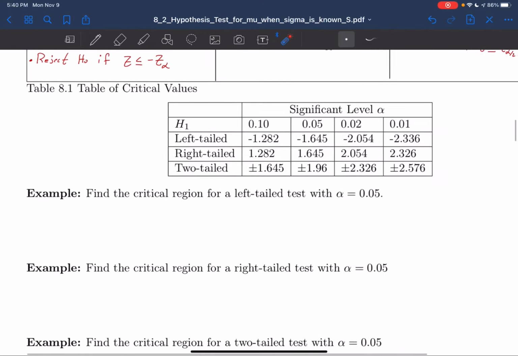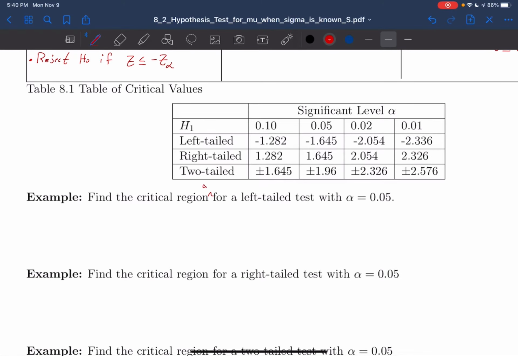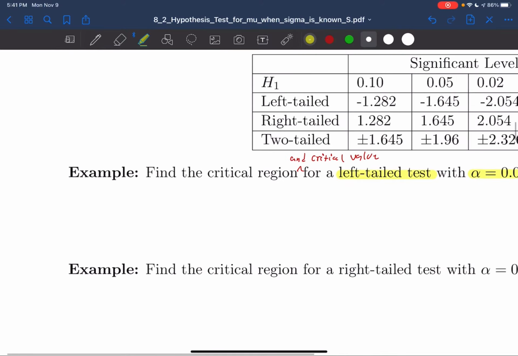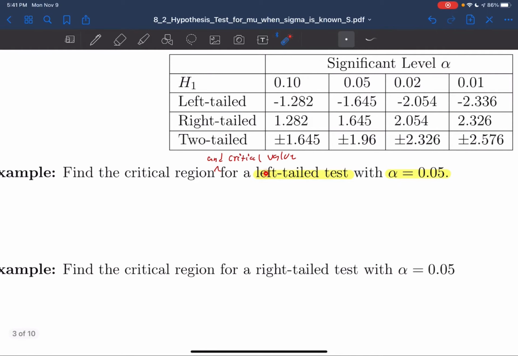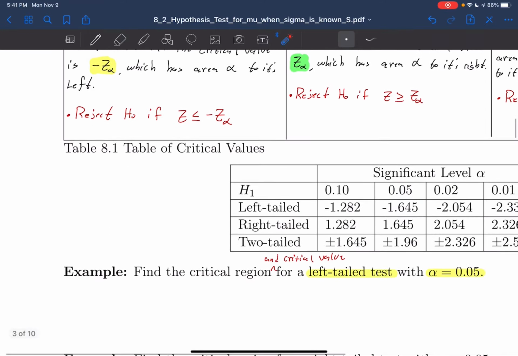Okay, so example 1. Find the critical region and critical value for a left tail test when we have a significant level alpha of 0.05. So what is this asking me to find? Well, since we're dealing with a left tail test here, we're going to need to find our critical value, negative z of alpha.